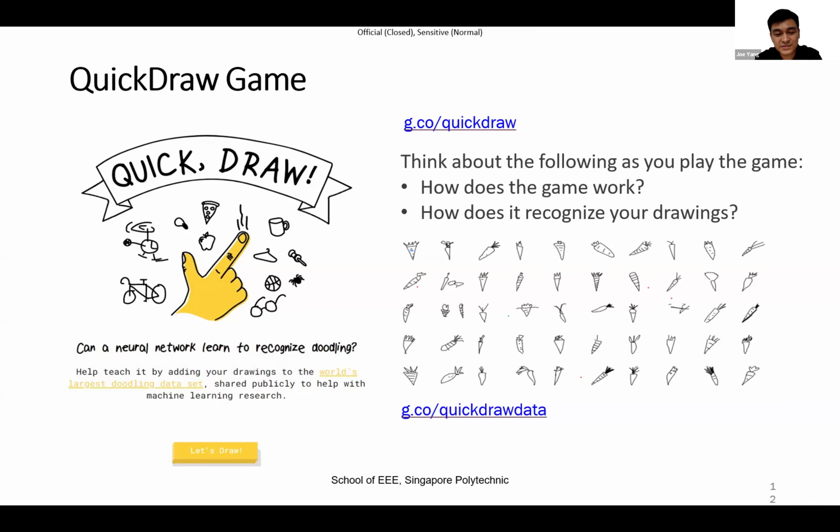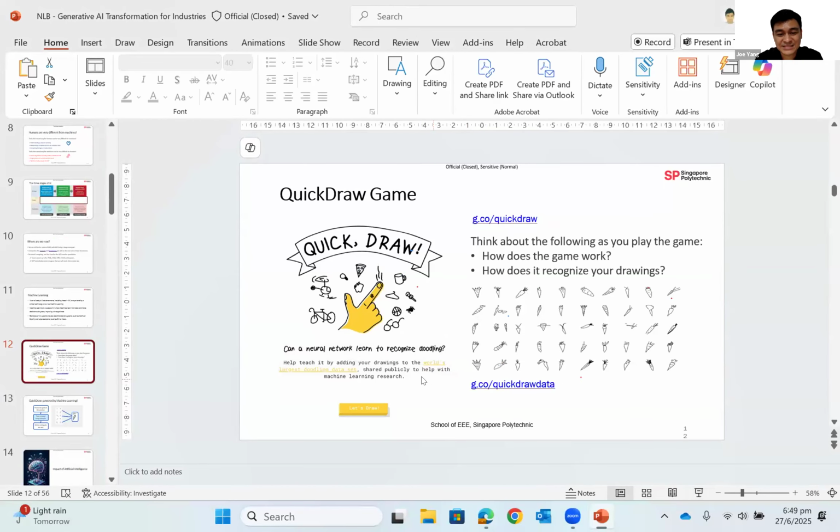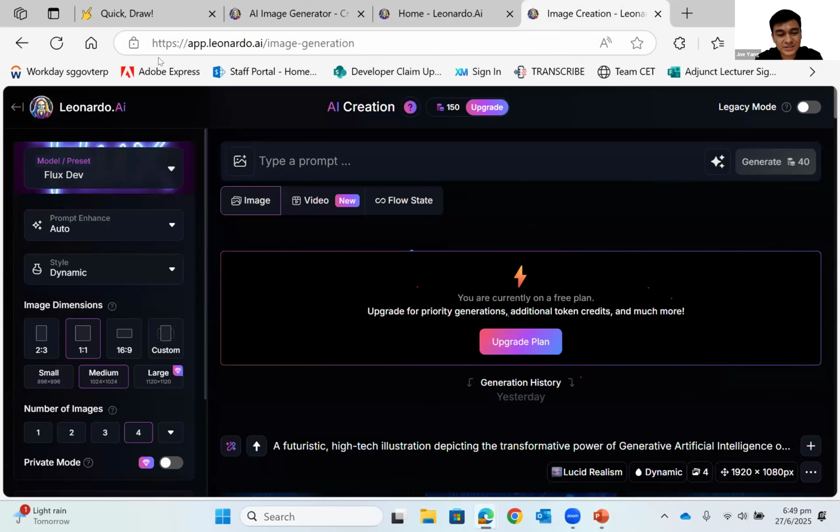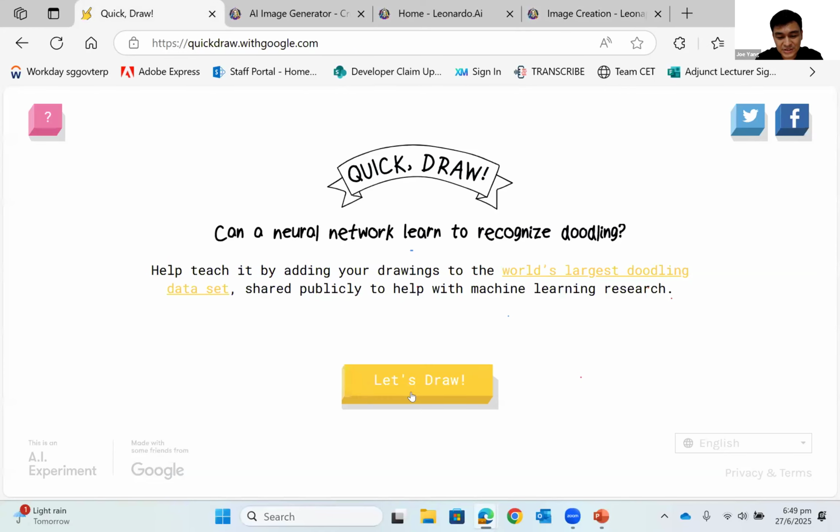Okay, without further ado, let's do a quick drawing game. This can also be a party game next time if you want to play with your loved ones. Now, I've already preloaded this website, quickdraw.withgoogle.com. After that, I will launch Let's Draw.